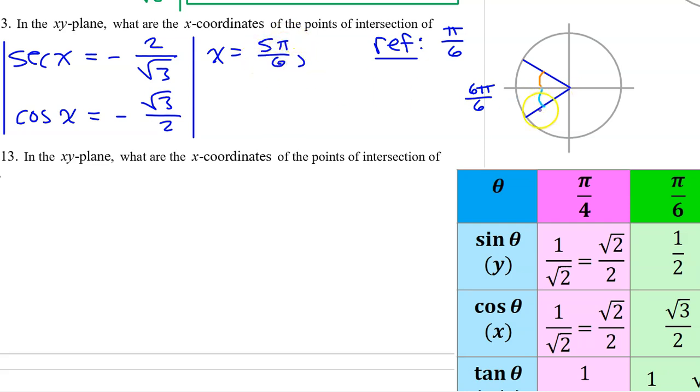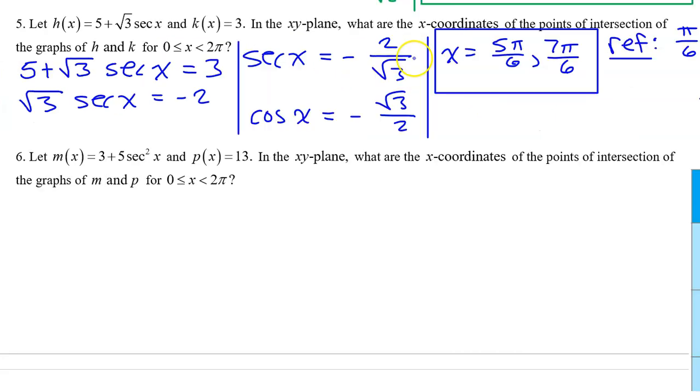The angle in the third quadrant is pi over 6 more than 6 pi over 6. That's 7 pi over 6. So these are the x-coordinates of the intersection points.